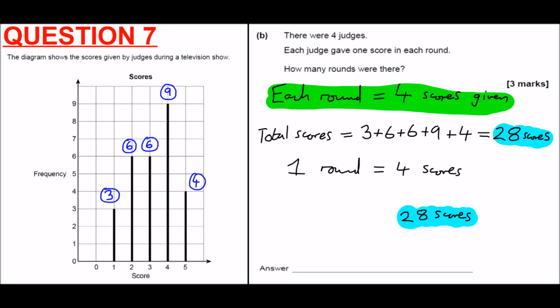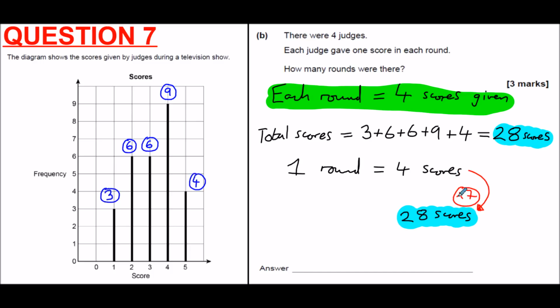Now we can do this using a direct division by just thinking how many times does 4 fit into 28? How many 4's in 28? We can do our 4 times table if we wanted. 4, 8, 12, 16, 20, 24, 28. There's 7 4's in 28.